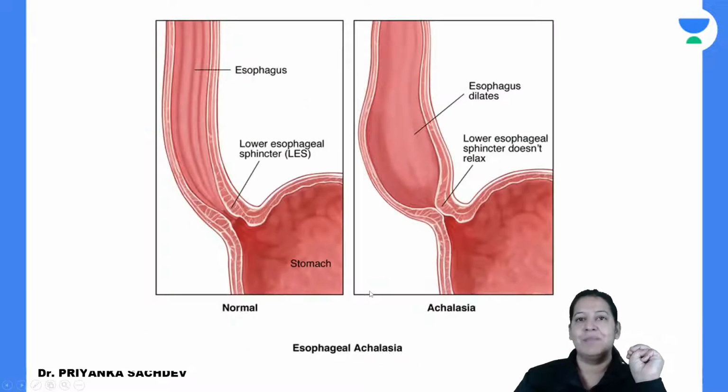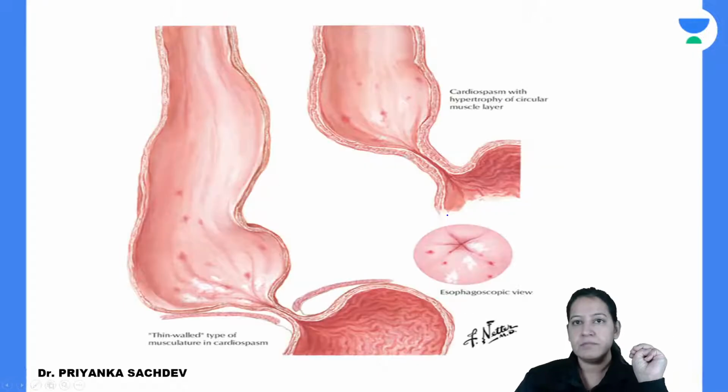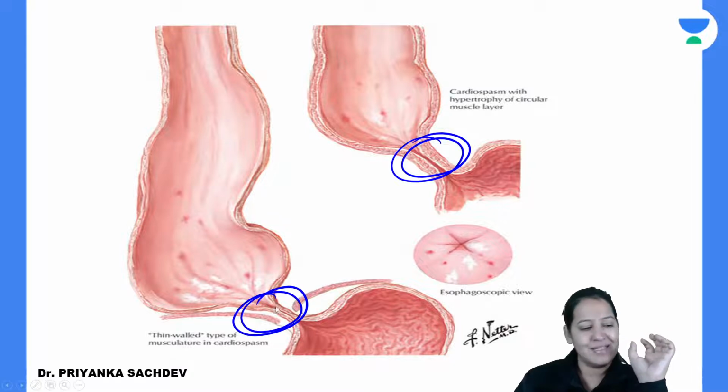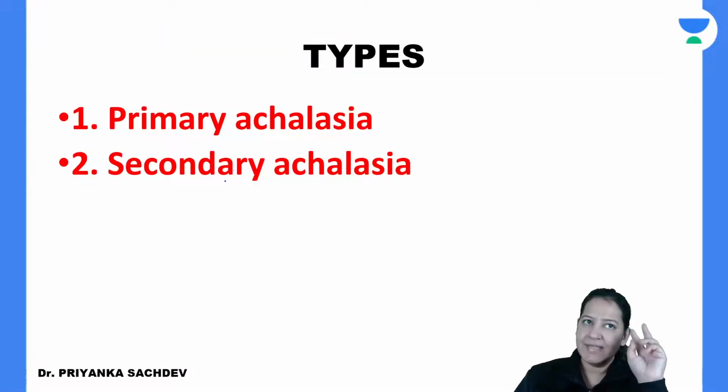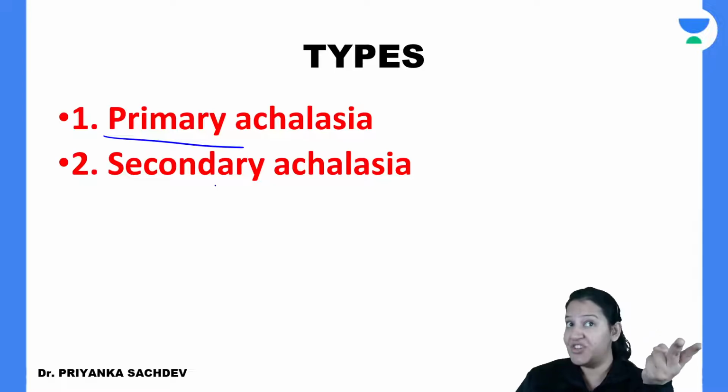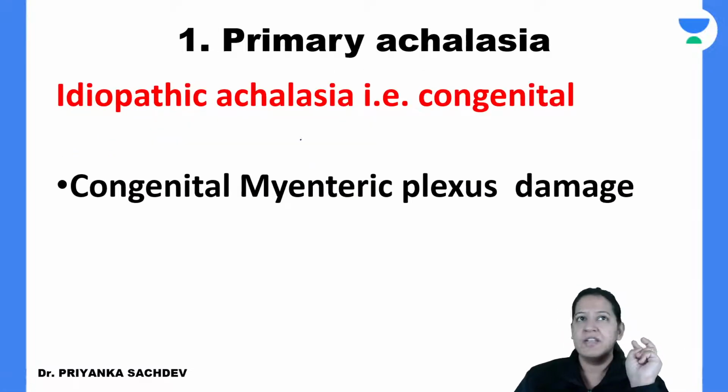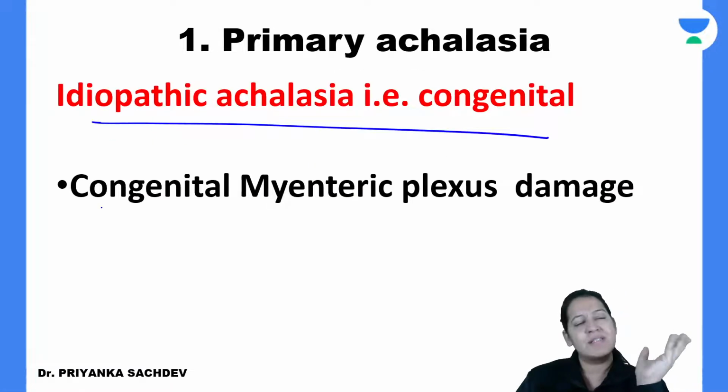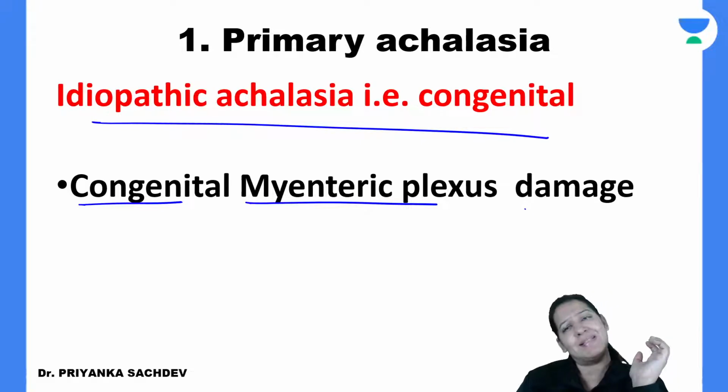So you can appreciate the same thing here. The LES is closed. That is the only problem. As I have told you, it is of two types. Primary is congenital and secondary is acquired. Congenital or idiopathic, so it is congenital myenteric plexus damage.